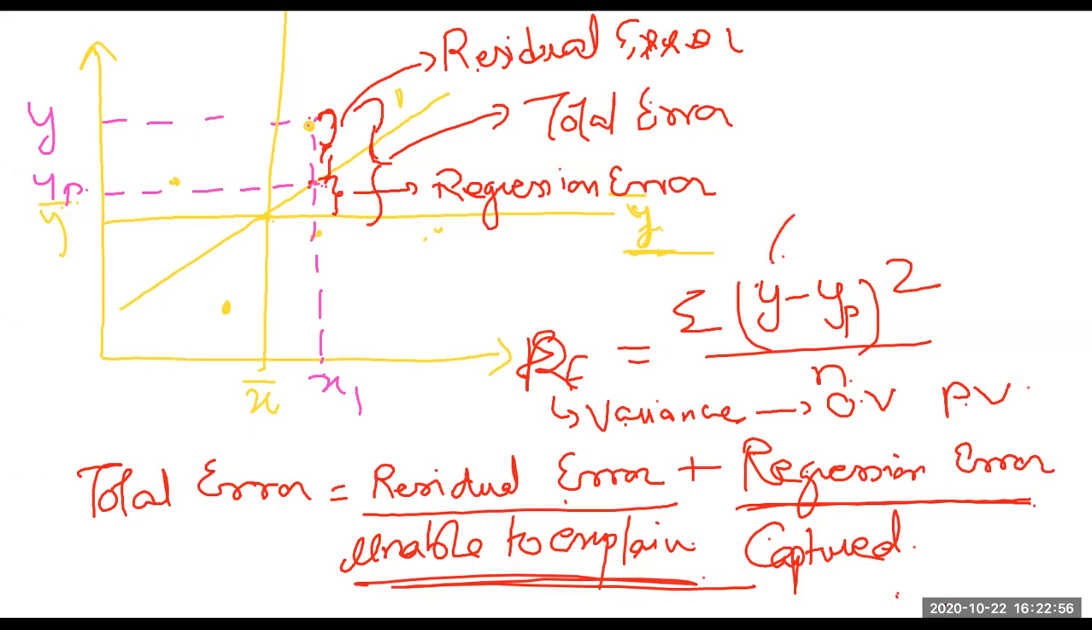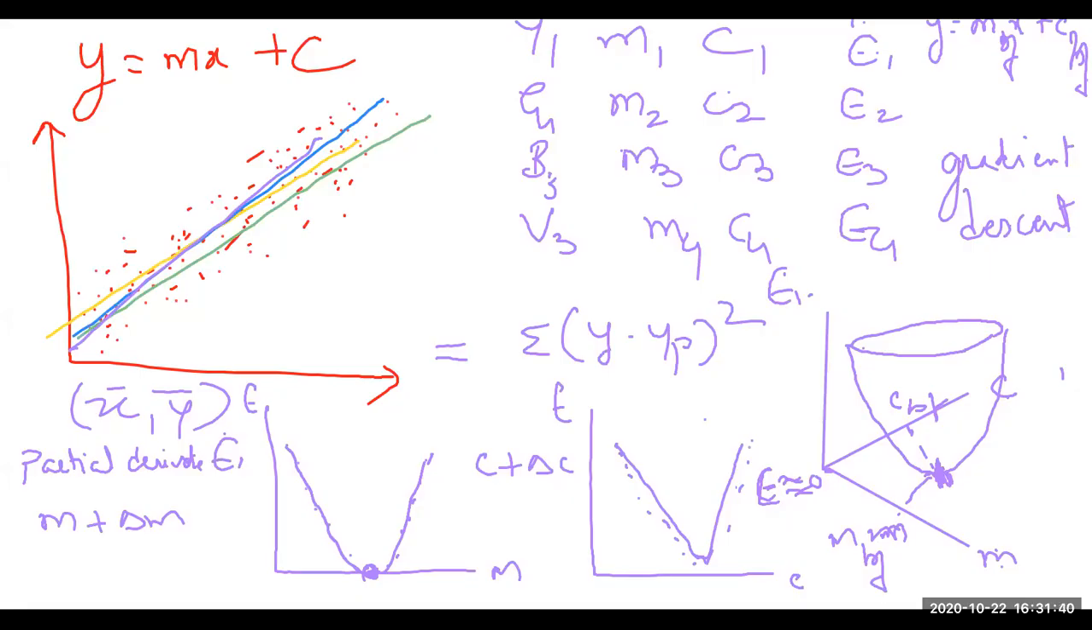This error is also called sum of square errors. Why sum of squares? Because you are squaring the error first and then taking the summation of it. That is also called sum of square errors. So any doubt?